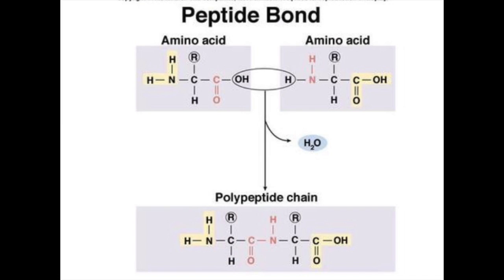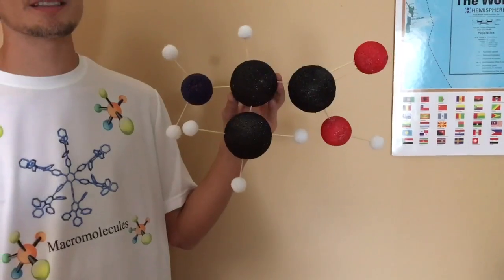There are 20 different amino acids, so the combinations are virtually endless. These proteins are created through dehydration synthesis, forming peptide bonds. Proteins are also the only macromolecules that contain nitrogen. This is an amino acid.